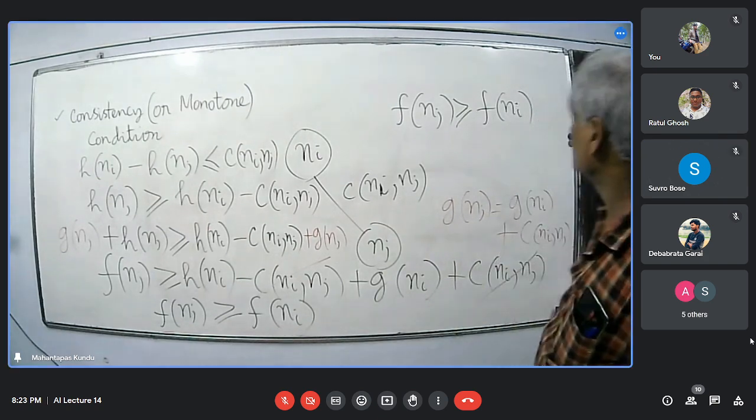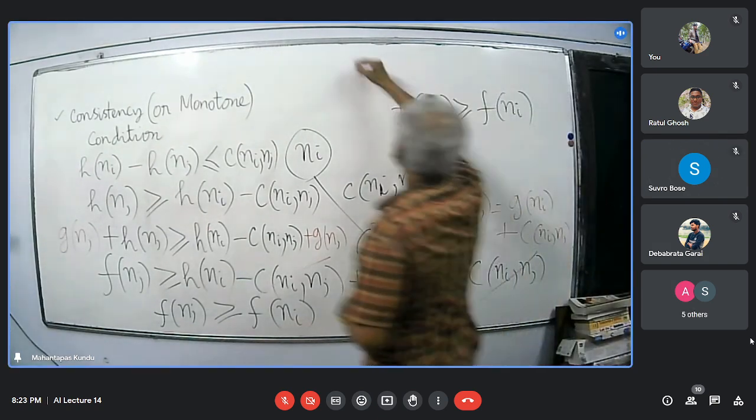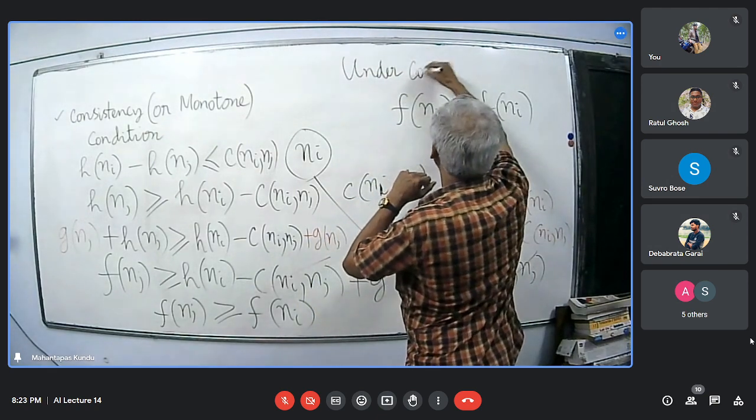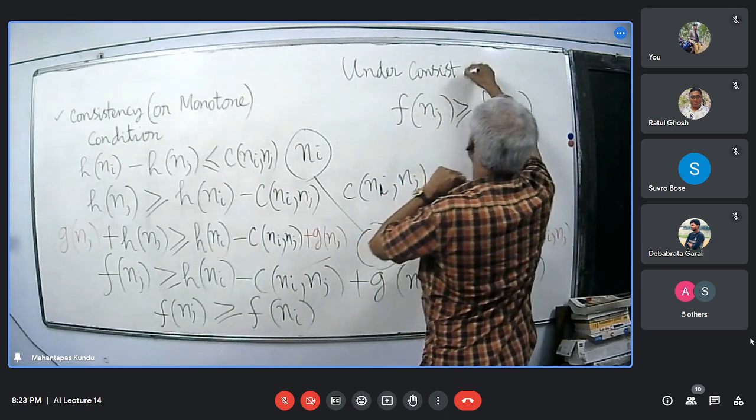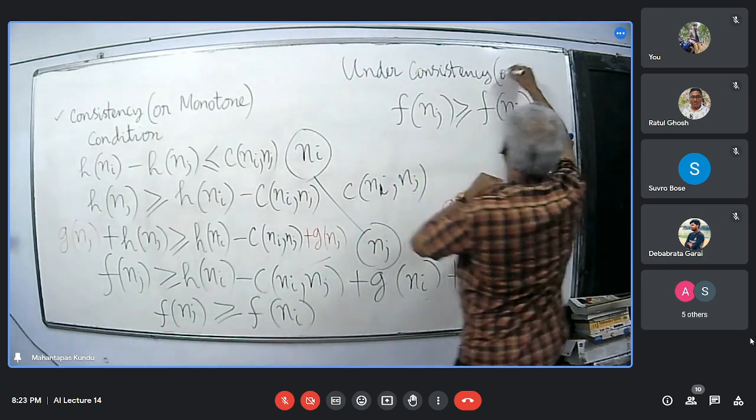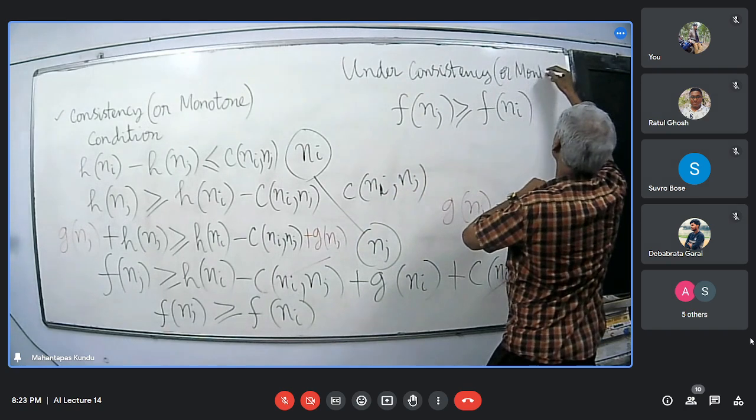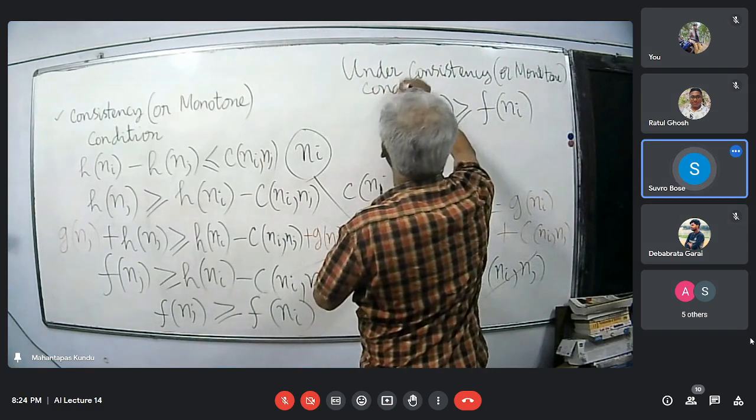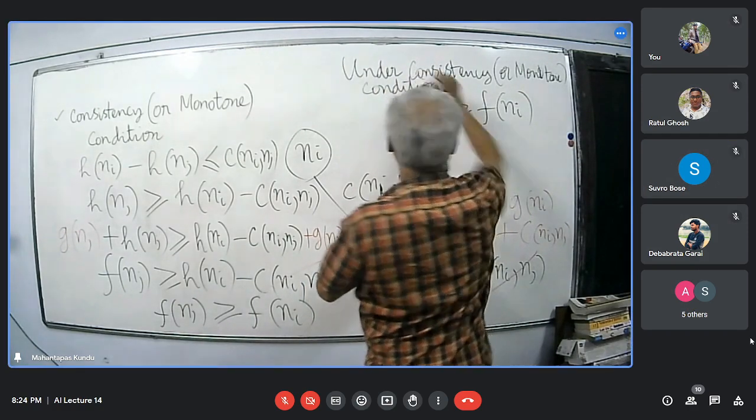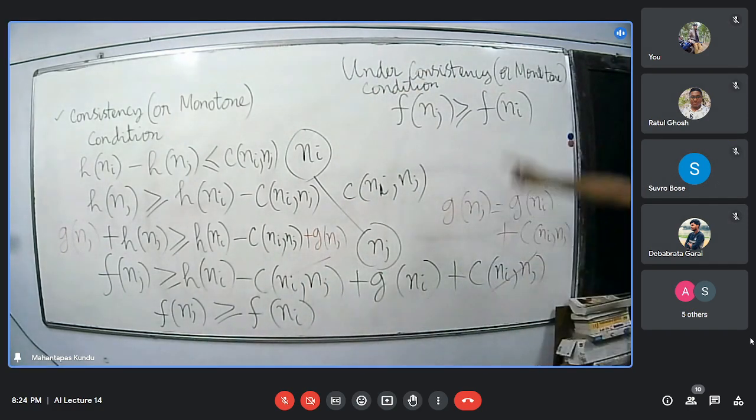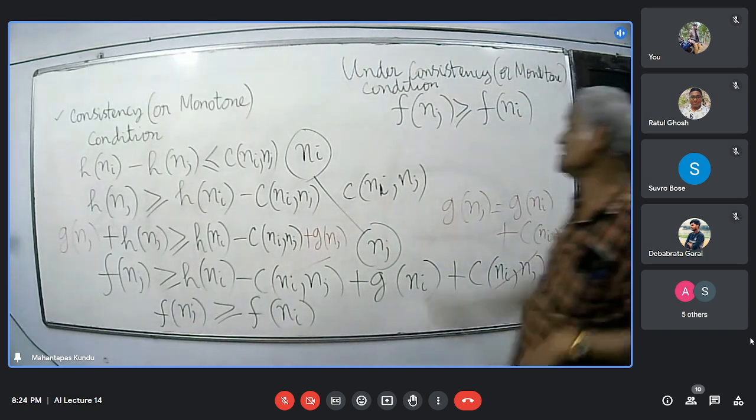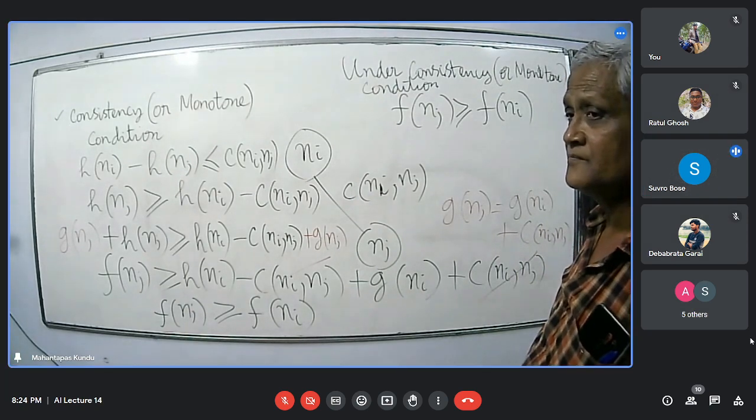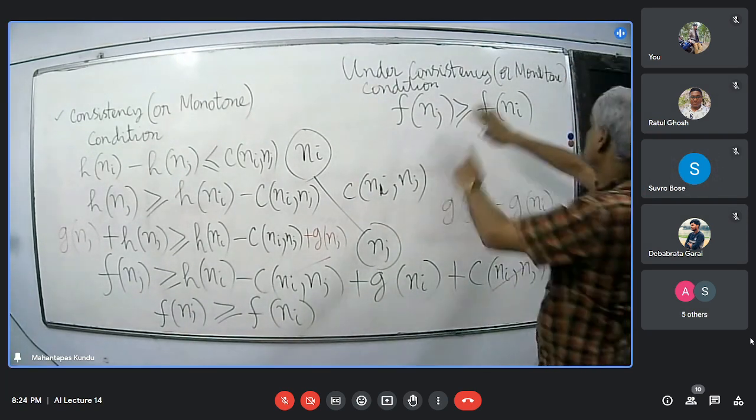This is under the consistency or monotone condition, agreed? And this will be true for all the predecessor and successor nodes.